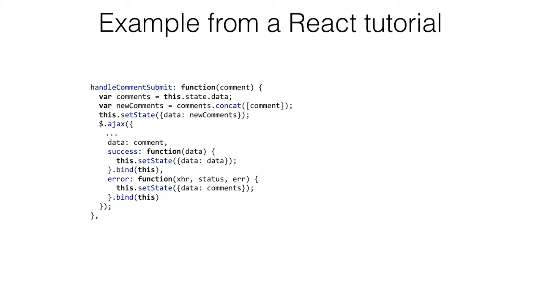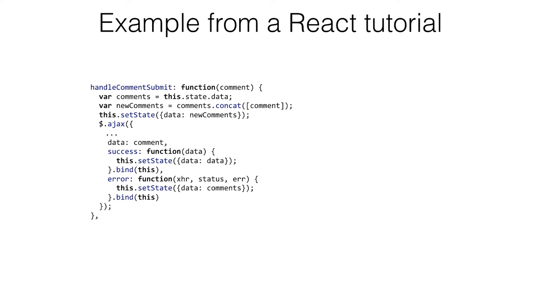It's very simple. You get a new comment, so you want to submit the comment. this.state.data is the comments that currently exist. You take the comment that you got, you add it to your current comments, and then you re-render. this.setState is going to re-render with the new comments. So you're done. And that's where you get your optimistic update.